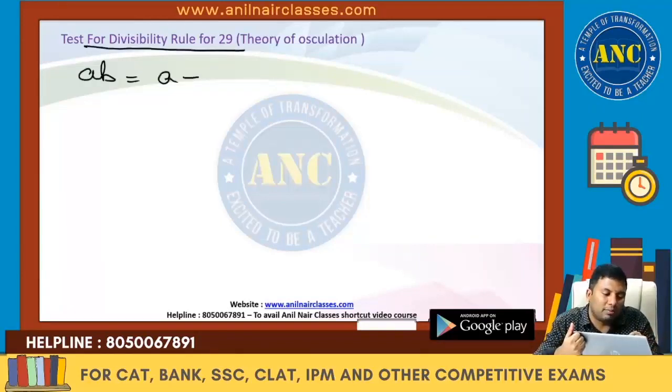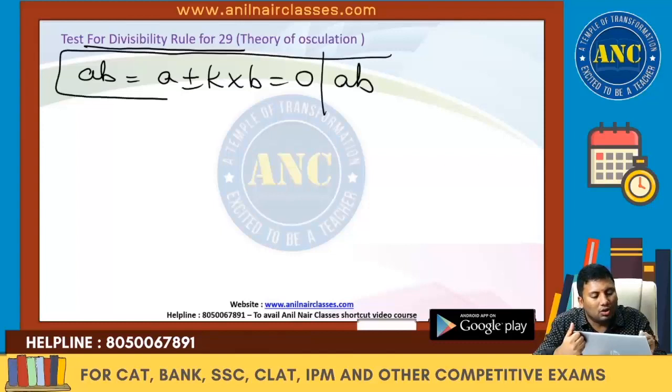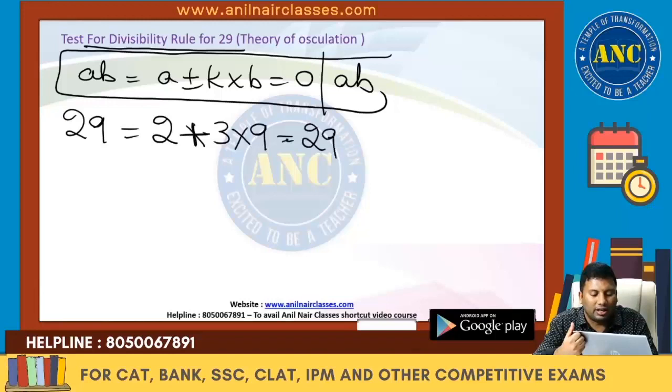Divisibility rule for 29. a plus or minus k into b is 0 or ab. You only tell me, 29 means what will be the divisibility rule? 2 plus 3 into 9, which will give you 29. So what is the divisibility rule for 29? It is a plus 3b.